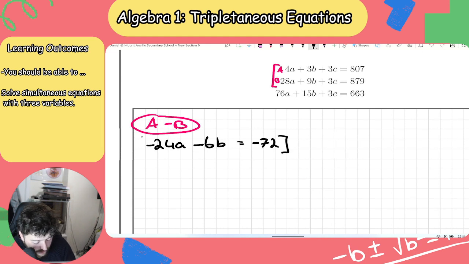So there's my first equation there, right? Or I could write that as 24A plus 6B equals 72. I'm going to have to write my 6's and B's better.